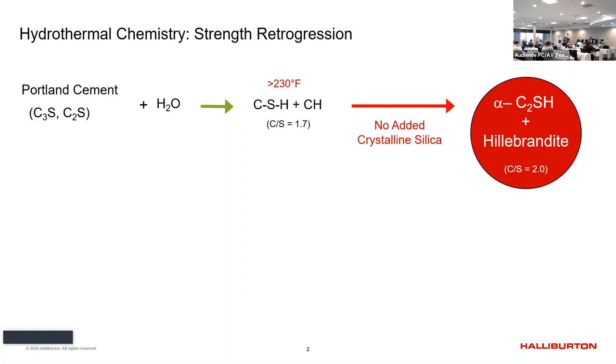So if you don't add any crystalline silica to this, you get into the bad zone. You start forming these crystalline phases that aren't good, the alpha calcium silicate hydrates and the Hillebrandites, et cetera. What those typically do is lead to higher permeabilities in your cement. The permeability comes from more pore space and denser crystals. This higher pore space and higher permeability leads to a big decrease in your compressive strength. So in general, that's the pathway these things go.